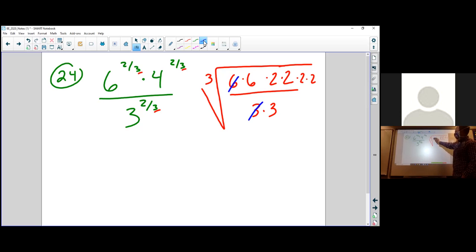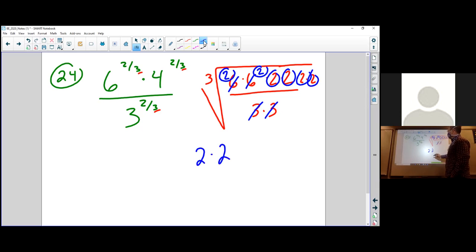So 3 goes into 6 twice. Is that okay? So the denominator is now 1. I'm looking for 3 of a kind. So 1, 2, 3, and 1, 2, 3. That means a 2 comes out and a 2 comes out. So my answer just overall becomes 4.